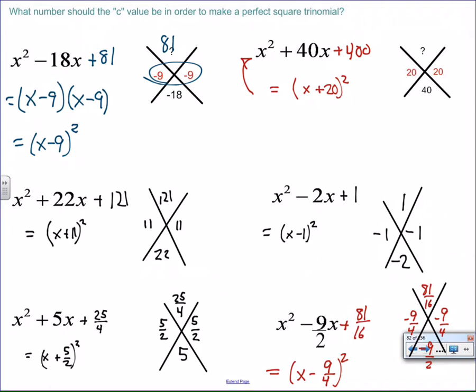Before I go any further on this, I'm going to point out that these middle numbers, that's when you take half of the b value, turn out to be part of my perfect square. Here's 11, 11, there's 11. Here's 5 halves, there's 5 halves. So it's nice to have these X boxes here because they're going to help you not only figure out what number has to be added, but also what the ultimate factors are going to look like.